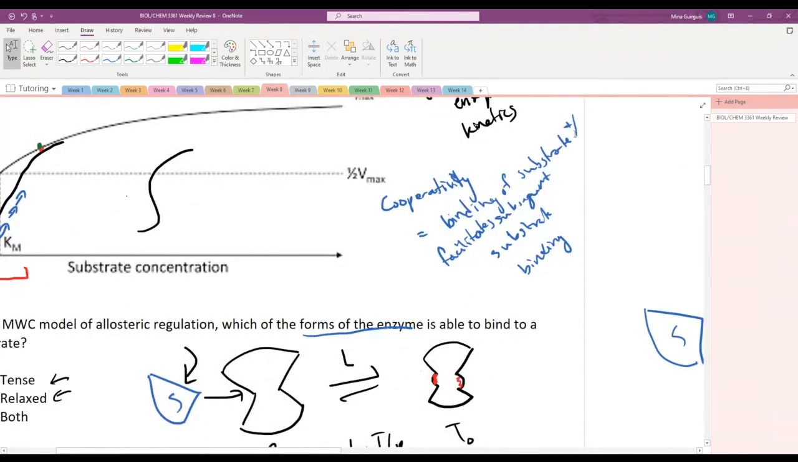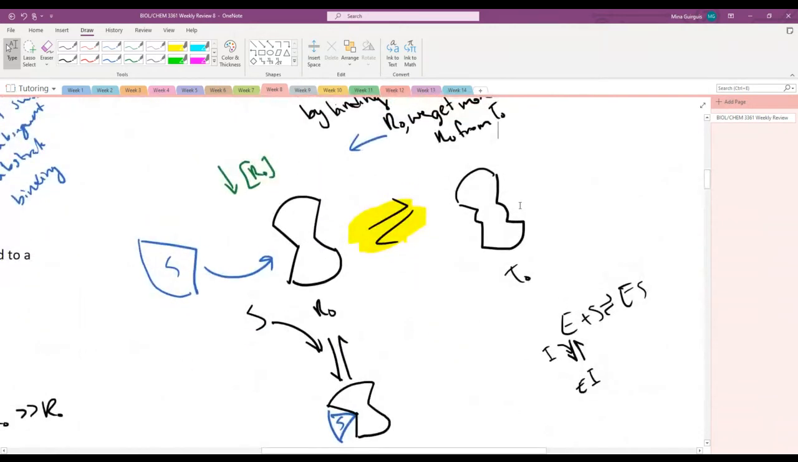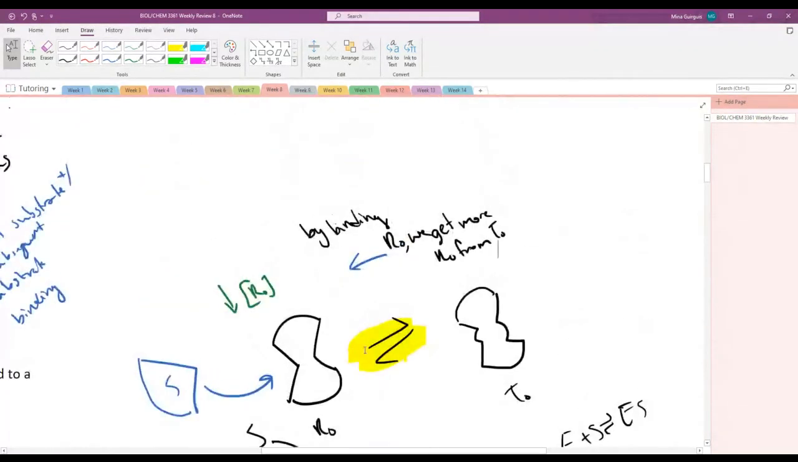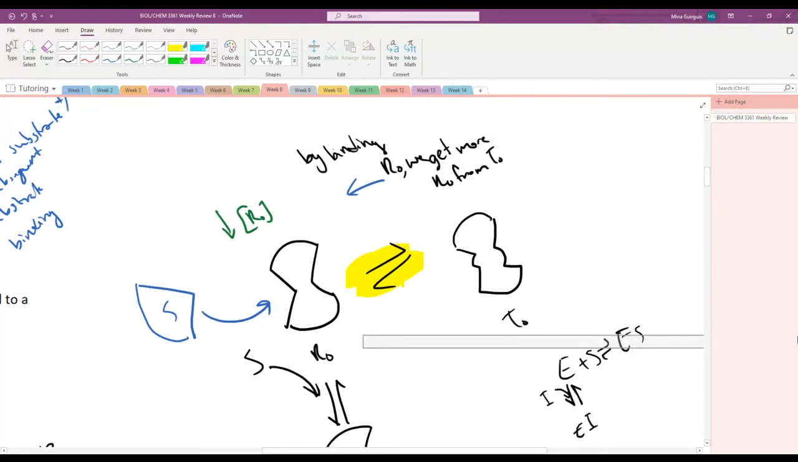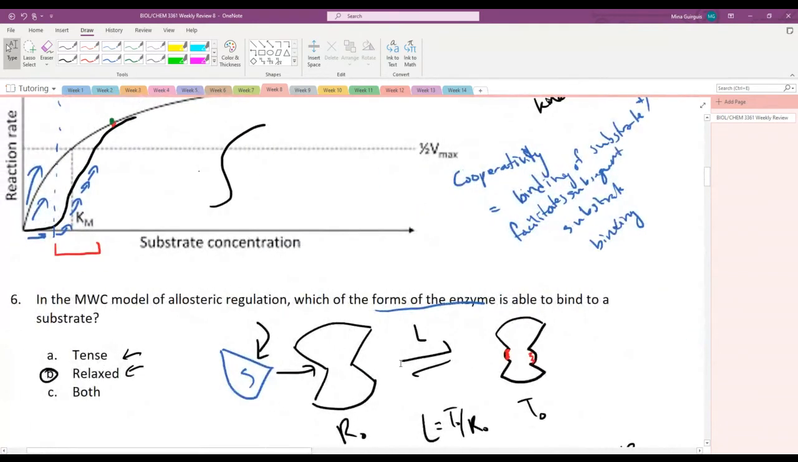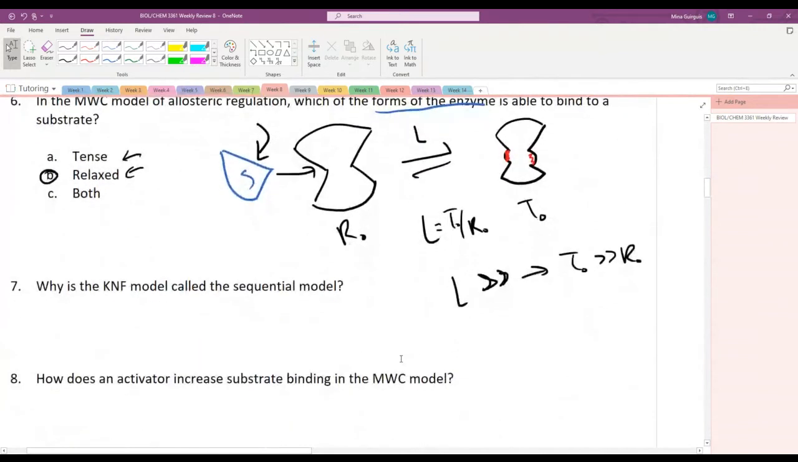So we talked about cooperativity in the abstract: binding of the first substrate facilitates subsequent substrate binding. This is one of the models that tries to explain how that happens. When we bind the first substrate, we lose our free enzyme in the relaxed state, and so more of it is formed from the tense state to make up for that, based on this equilibrium. So that's the MWC model in a nutshell, and we're going to be talking more about it, don't worry. But for now, let's shift to the KNF model.